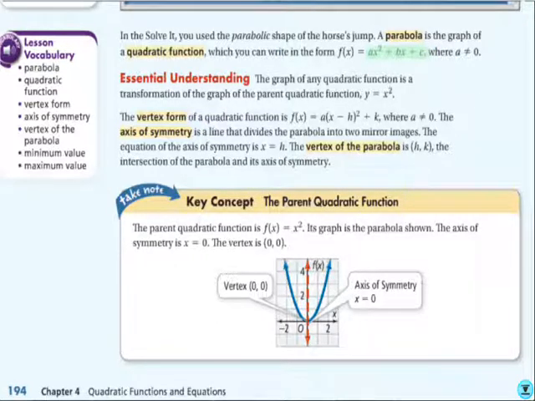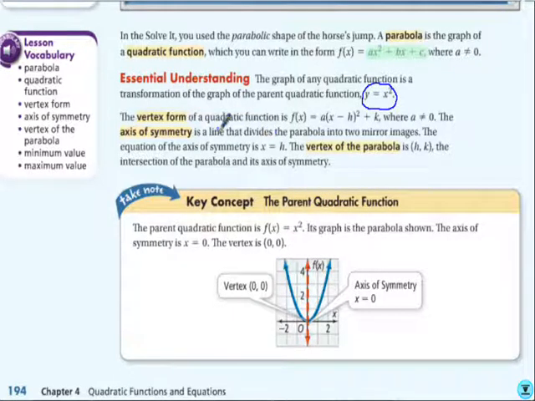Okay, the graph of any quadratic is transformed based on the parent function, which is just y equals x squared. Okay, y equals x squared is the parent function. Some of you may have already looked at that in class. And so we looked at the parent function of a quadratic function, at least my class did.